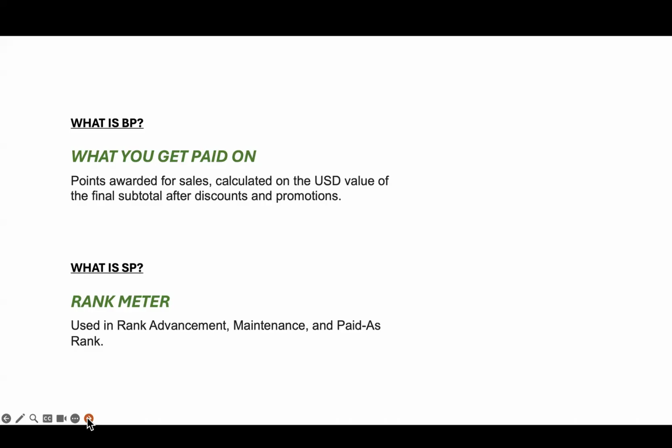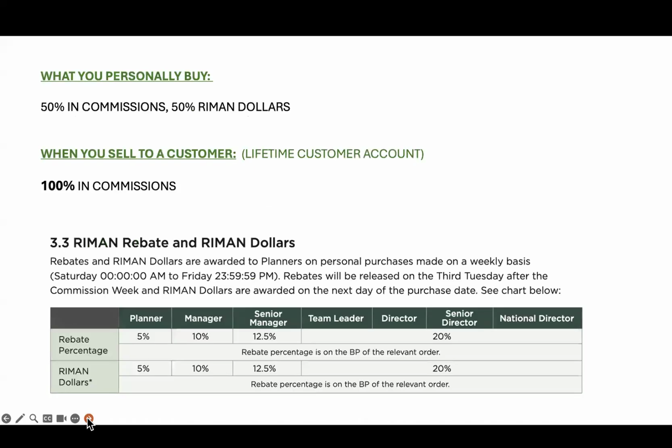Now, when you see on the other side something that says SP, this is called sales points. Consider this something like a rank meter or a savings account. It's used in rank advancement, accumulating points to get you to the next rank, which unlocks more money and more incentives. It's used in rank advancement, maintenance, and paid-as rank status. So SP is to calculate how we get promoted, unlocking money, and knowing what rank and pay grade we are. BP is what we get paid on. That's our commissionable sales.